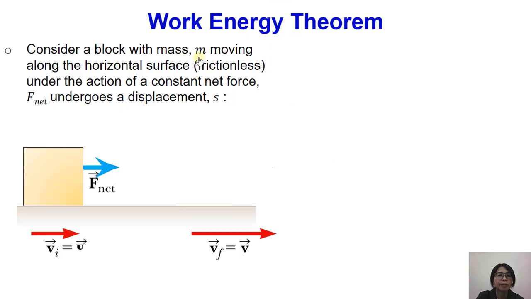Work energy theorem. Consider a block with mass m moving along a horizontal surface which is frictionless under the action of a constant net force F net. As it moves to the right, it will undergo a displacement S.